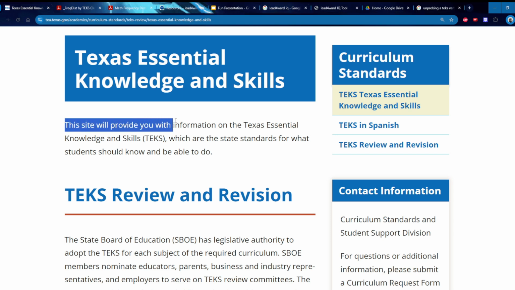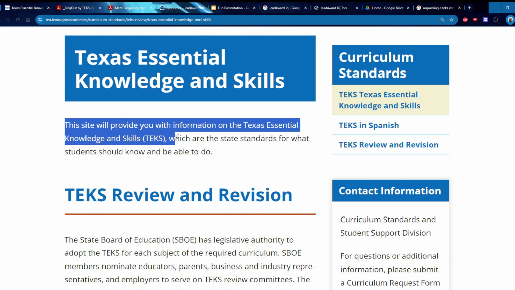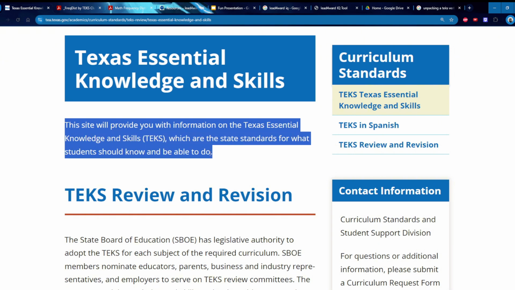This site will provide you with information on the essential knowledge and skills, TEKS, which are the state standards for what students should know and be able to do. Now, that is very concise, and honestly, the whole thing of what we have to understand.